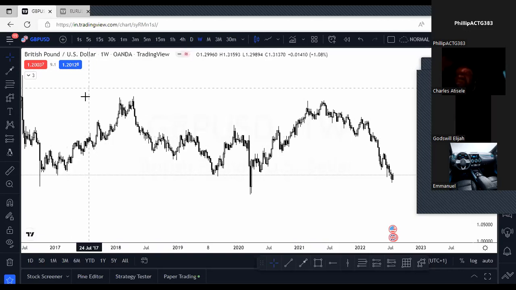Can we see this? Can we see my cursor? Can we see where I'm pointing at? Please quickly reply so that I can move on.